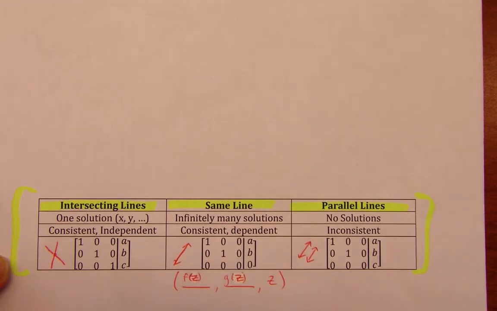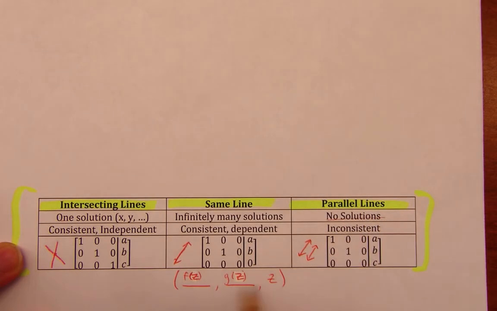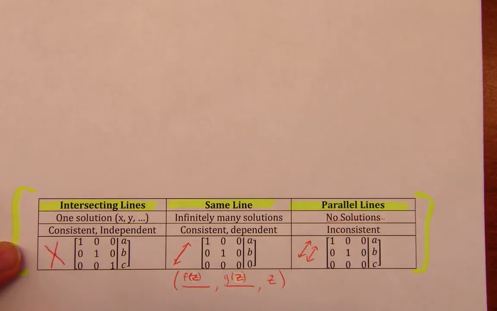And then in the last one, in parallel lines, they never intersect, they never touch. So you're going to get zeros all the way here, but you're going to have a number left there. And so there's no solution. Okay, there's no solution there. You won't be able to write it like this. You would just write no solution.